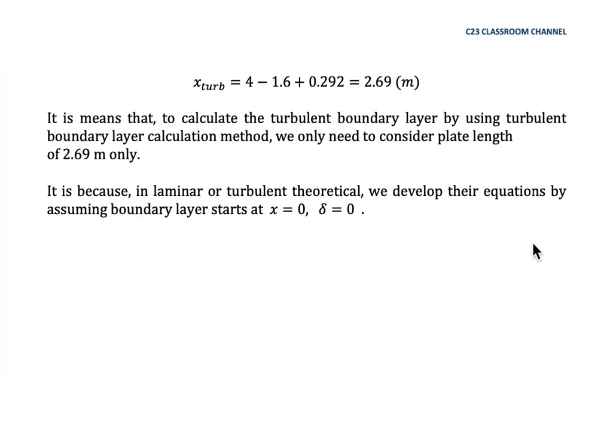So according to what we have here, we have a 4 meter long flat plate minus 1.6, the length of the laminar, and then we add 0.292, meaning the extension of the boundary layers that occur inside the laminar boundary layers. So we get a total of 2.69 meters. This means that after this, we calculate everything using the equation of turbulent boundary layers. However, we just imagine we only need to consider the flat plate length as 2.69 meters only.